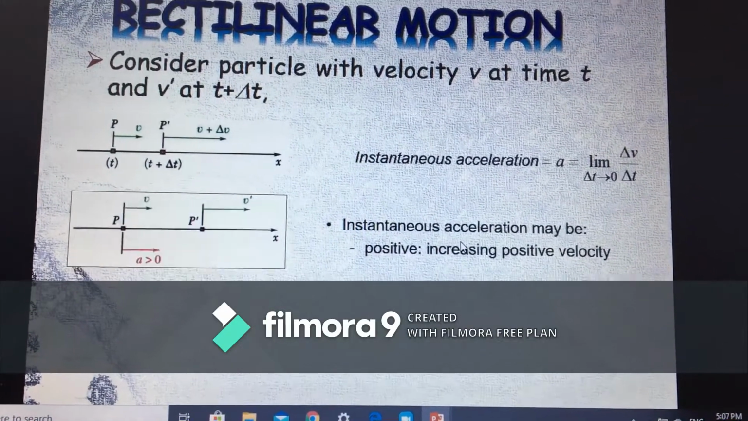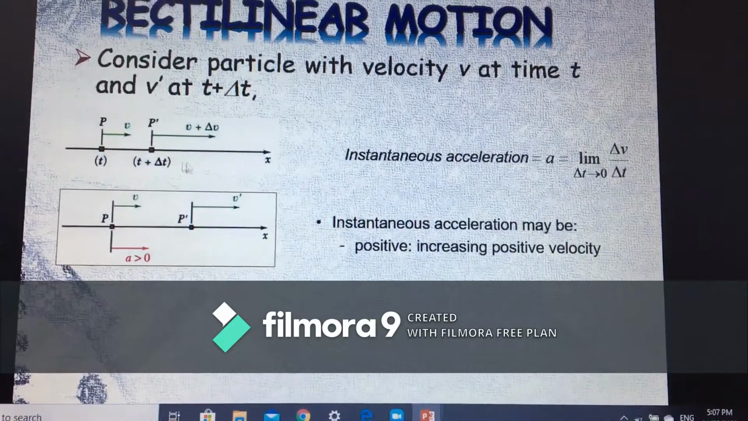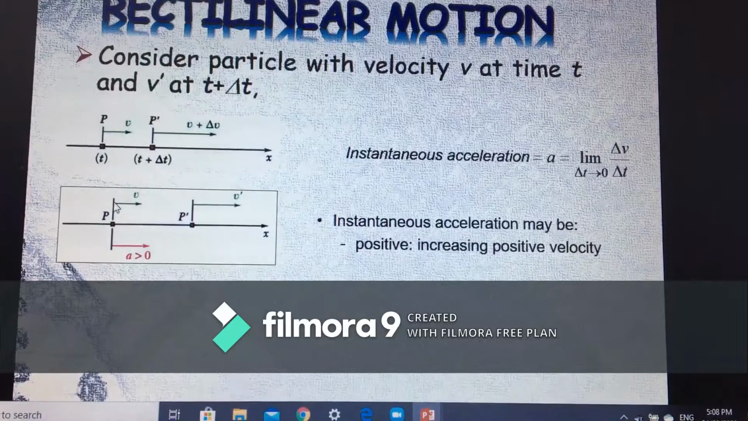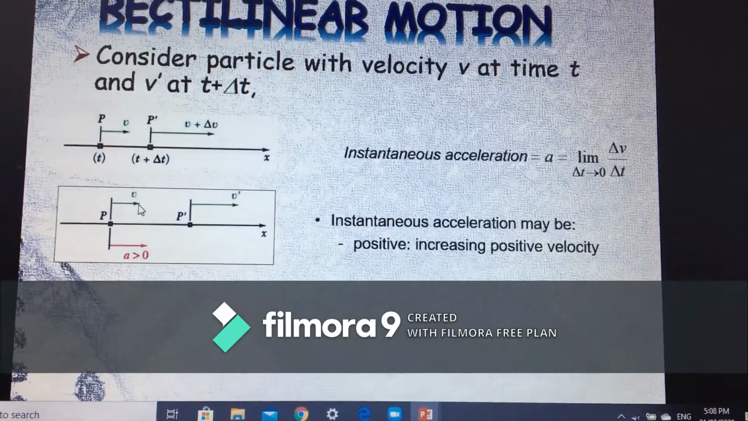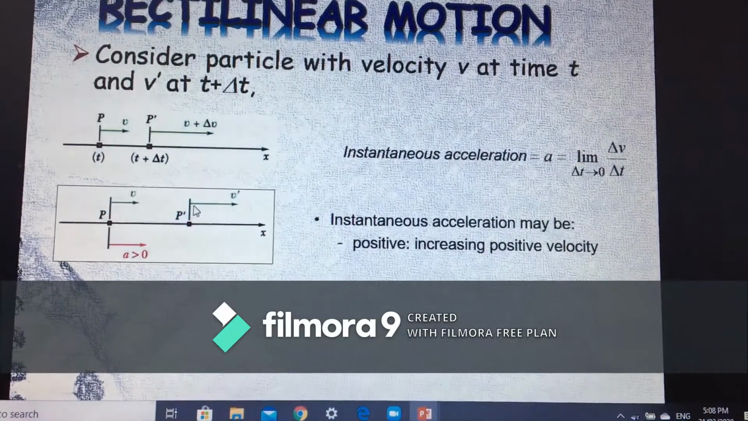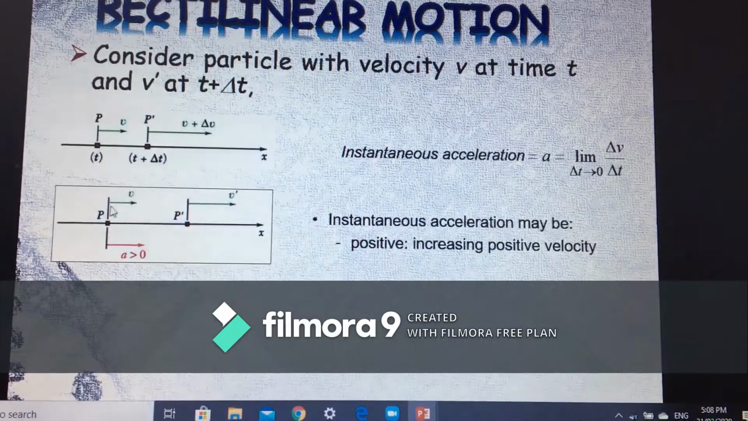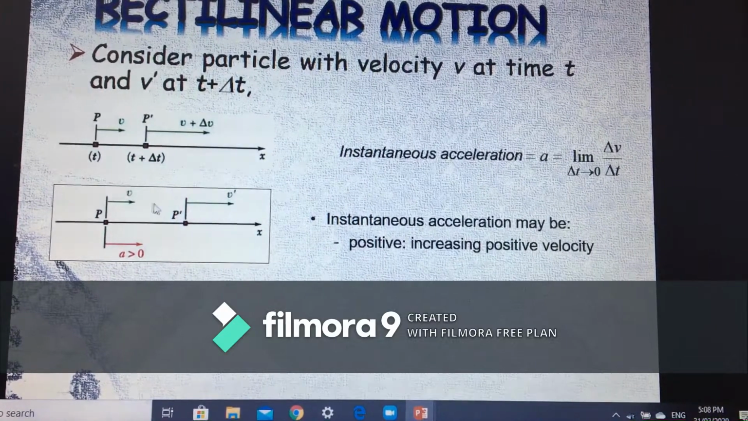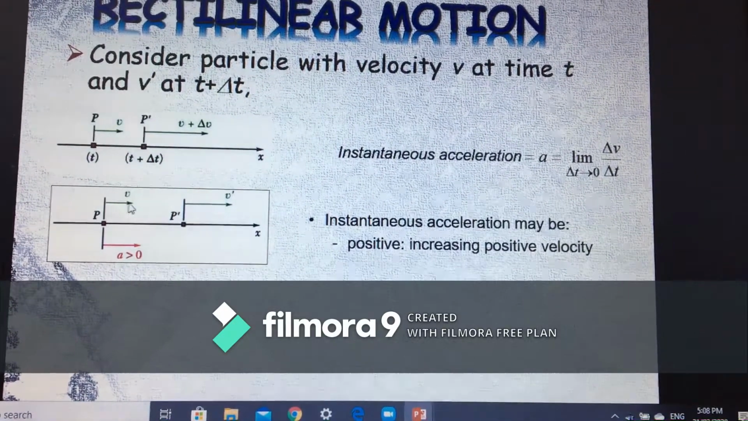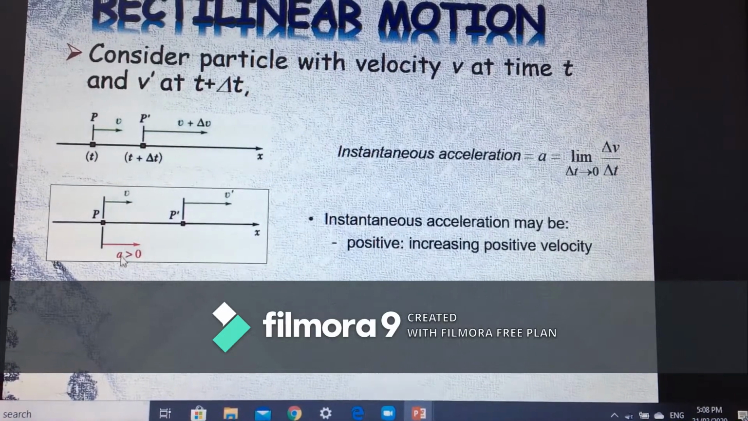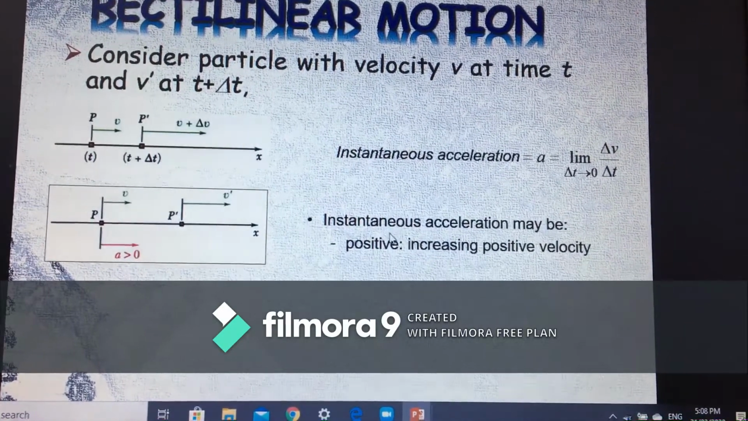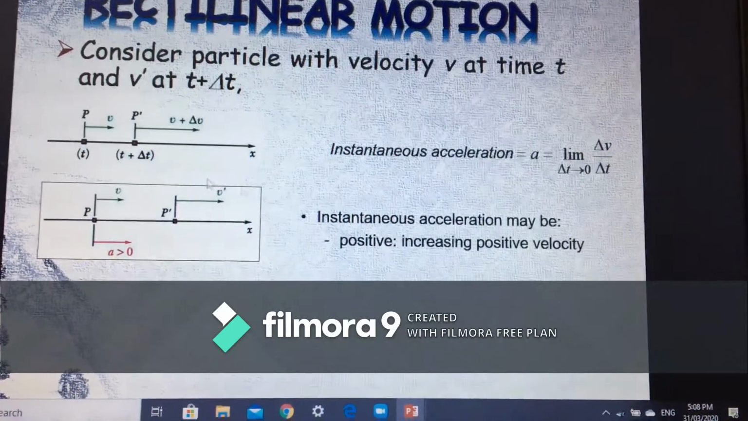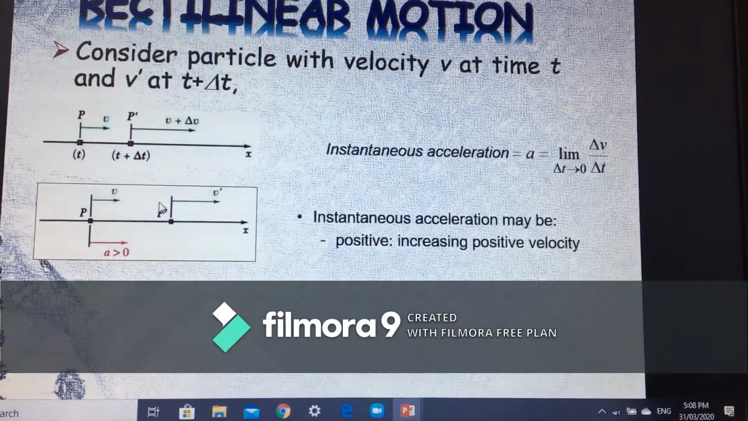Ang unang scenario, ito yon, represented by this illustration. Okay? Unang-una, small lang tong, maikli lang tong arrow dito. Tapos dito, mahaba. So makita natin dito sa illustration na to na ang velocity is increasing. Do you understand this? And it goes to the right. So we have the positive acceleration. So positive. So ang scenario is positive siya, increasing positive velocity. So ito yung example ng increasing positive velocity.